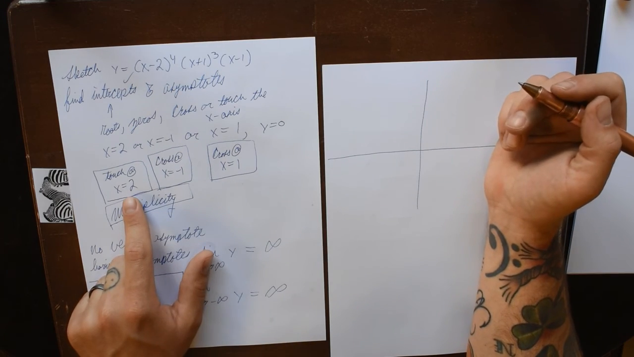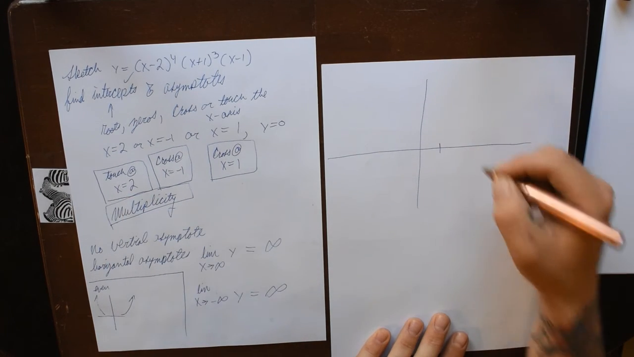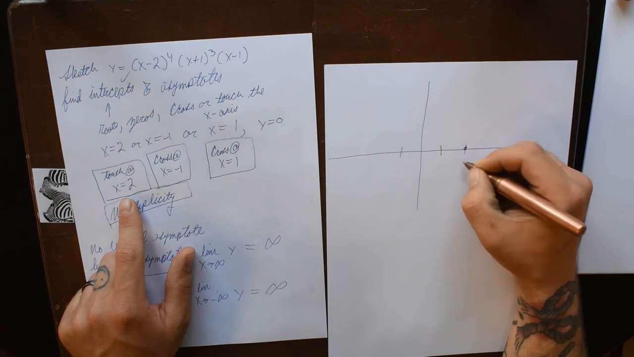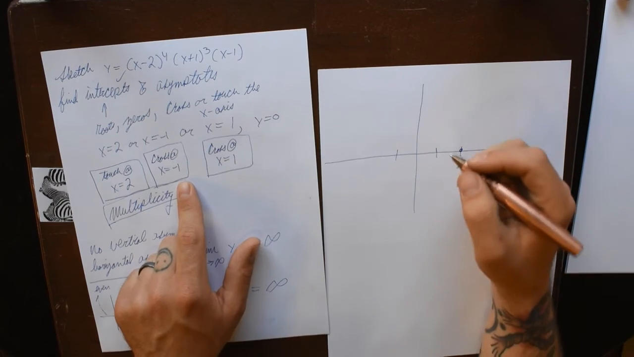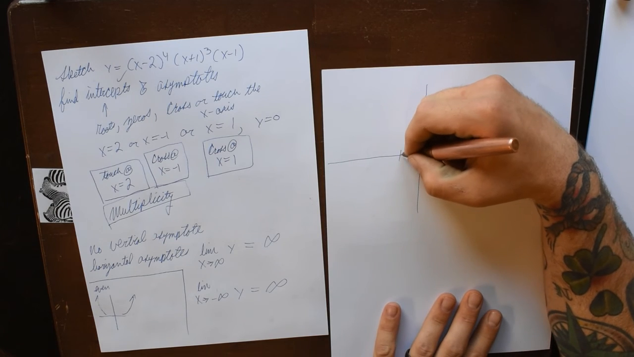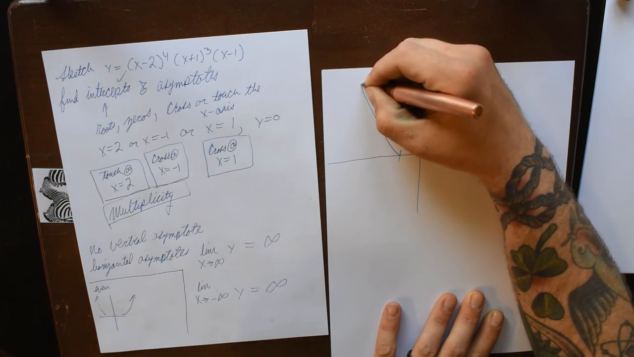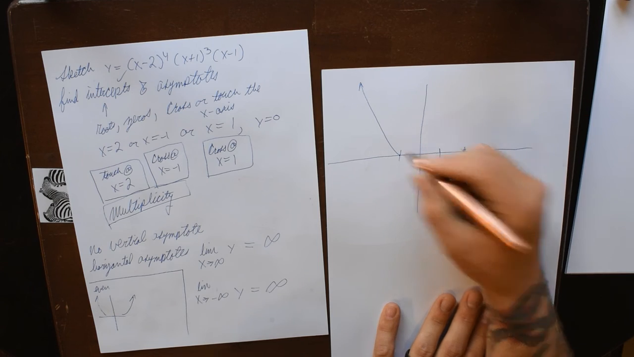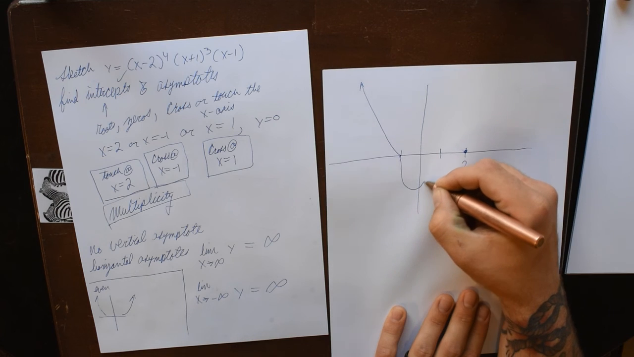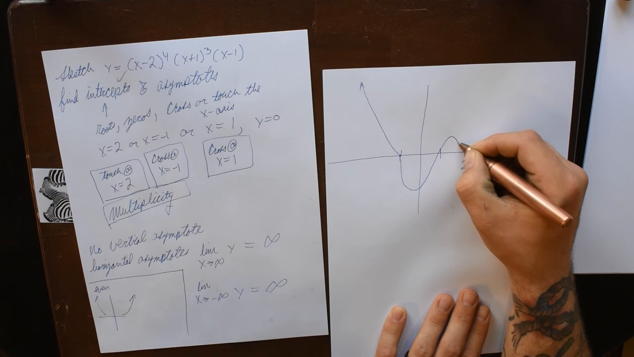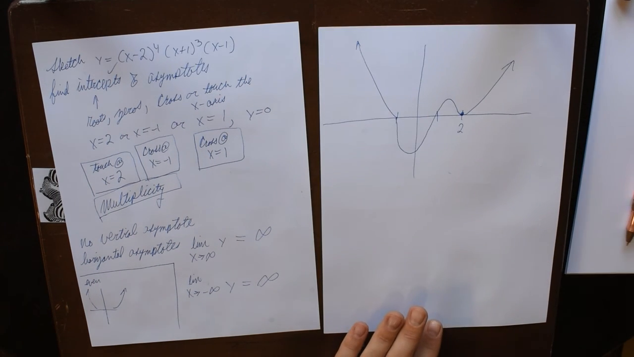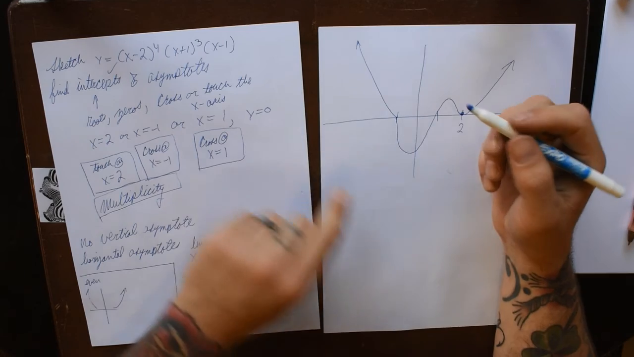We know we're going to touch at 2, and here's 2. And we know we're going to cross at -1, and we're going to cross at 1. We know that on the end, we're going to go up to positive infinity. We are going to go down. We're going to cross again at 1. We're going to touch at 2. And shoot off to positive infinity. Another one could have been something that looks like that.